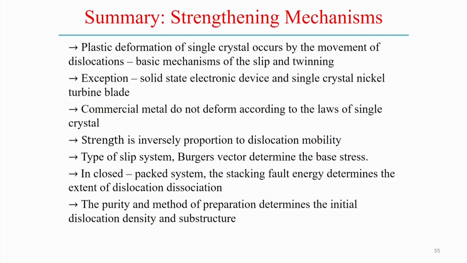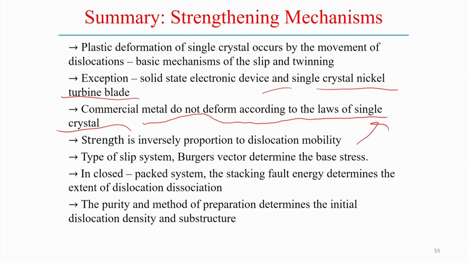So plastic deformation of a single crystal occurs by the movement of dislocations. We have explained that this is the basic mechanism of slip and twinning. Exceptions are solid state electronic devices and the single crystal turbine blade. But most commercial metals follow the basic hardening mechanism through the movement of dislocations, though they do not deform according to the laws of the single crystal. Therefore, strength is inversely proportional to dislocation mobility.